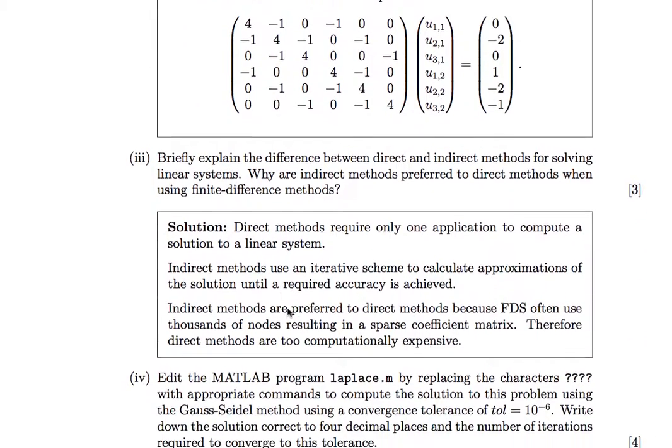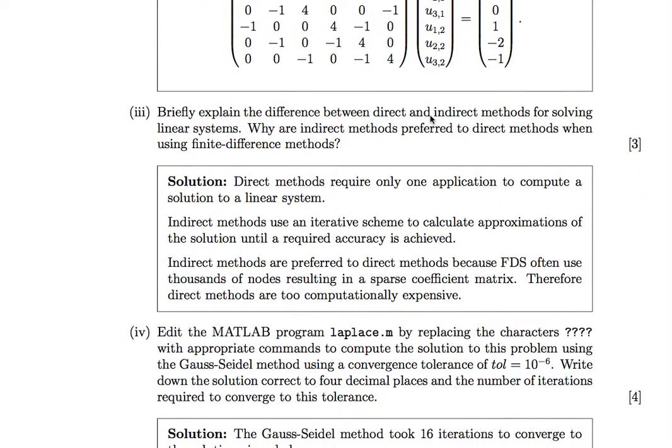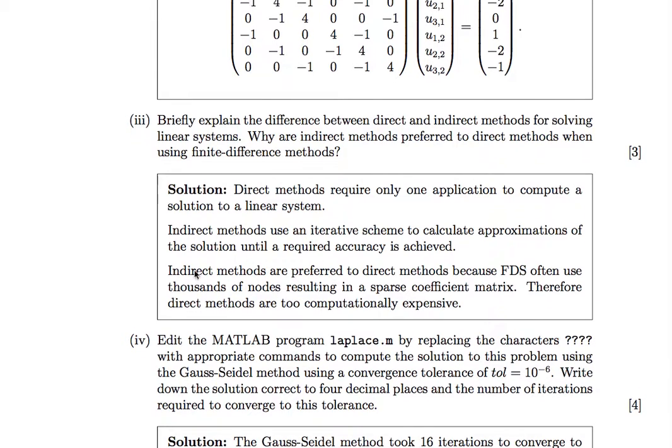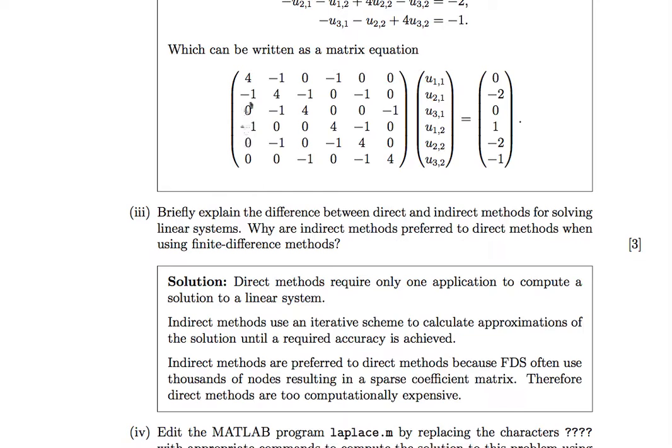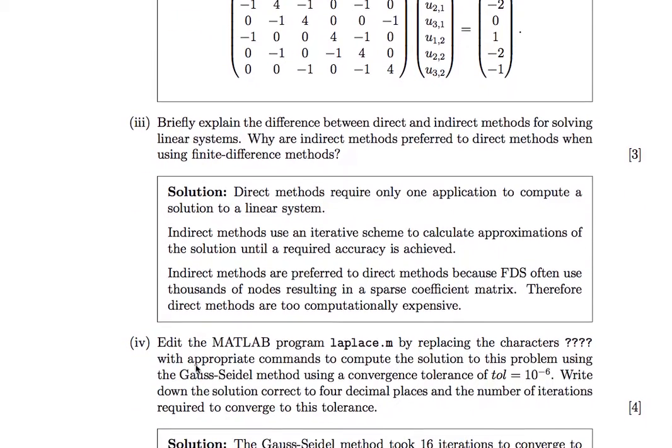Part 3, briefly explain the difference between direct and indirect methods. Okay, quite simply, direct methods only require one application to compute a solution. So for example, Gaussian elimination or LU factorization. Indirect methods use an iterative scheme, so they keep improving on the solution until 2 successive solutions agree to a required accuracy. Now the reason why indirect methods are preferred is because this coefficient matrix can often be sparse, especially for a large number of computational values, and therefore the indirect methods are more efficient.